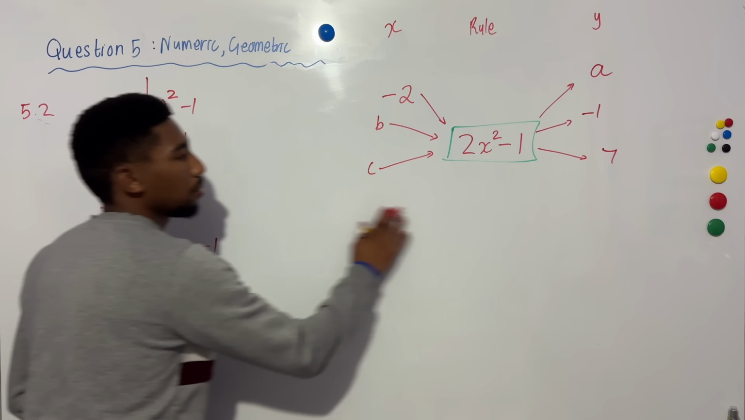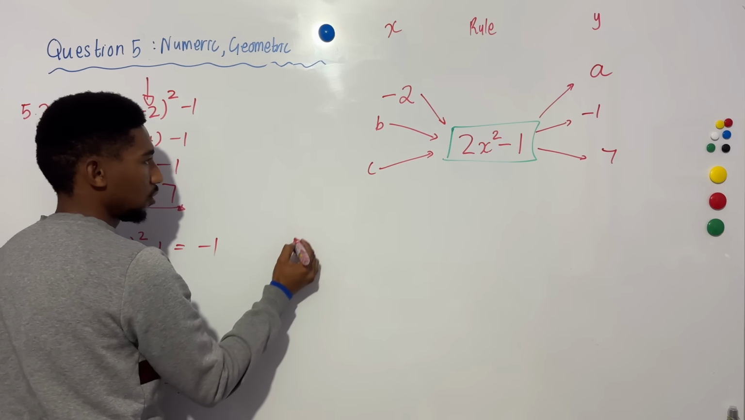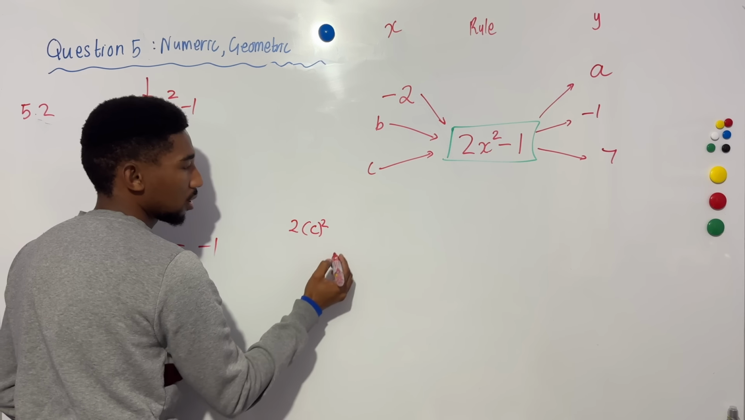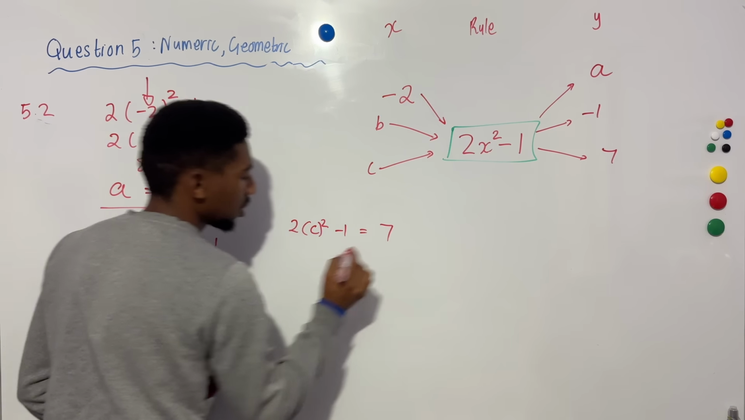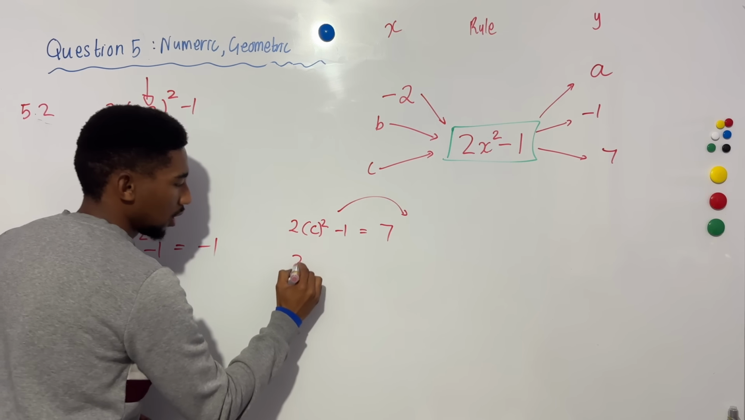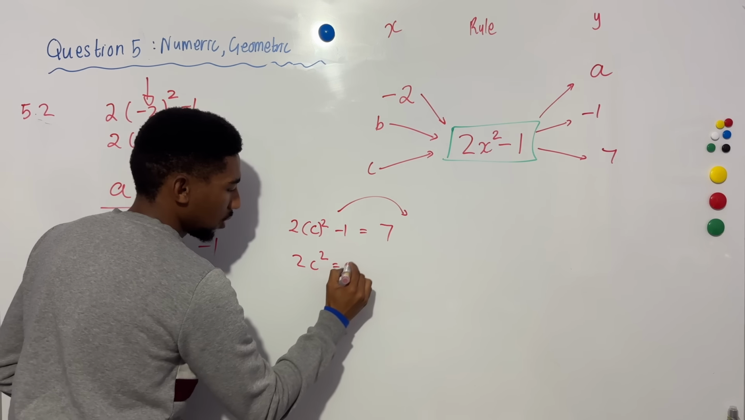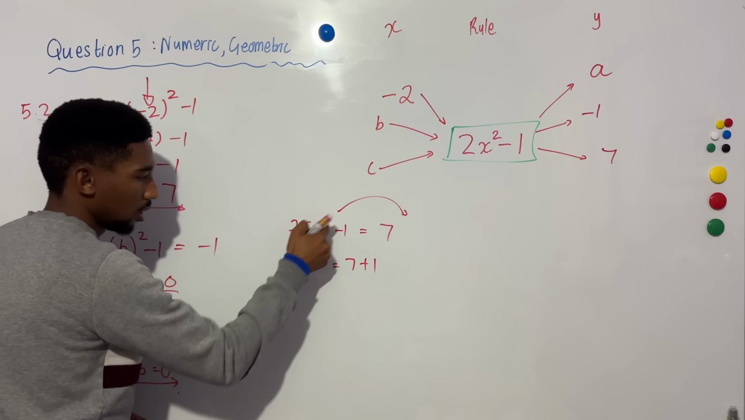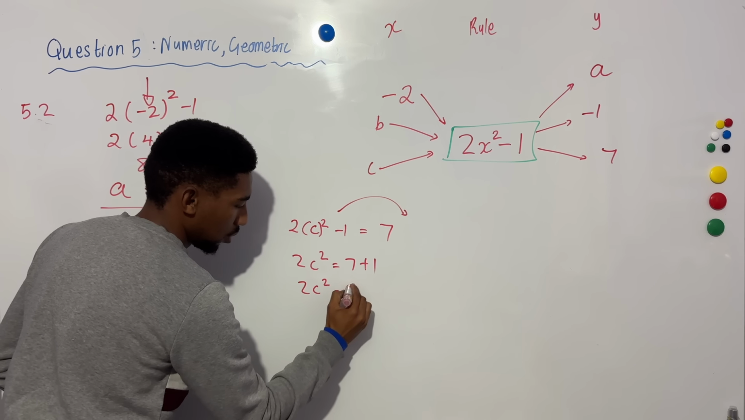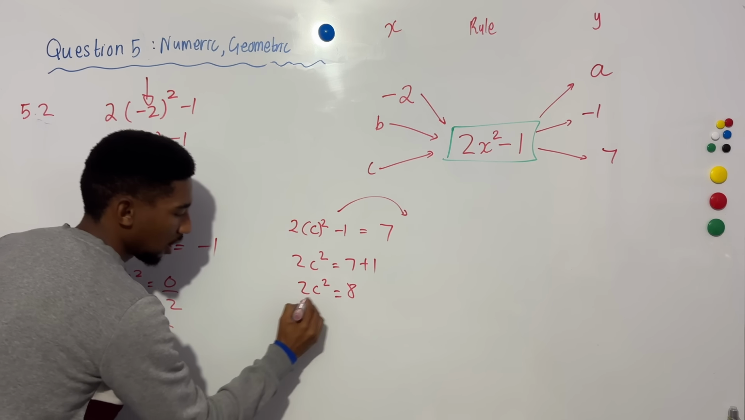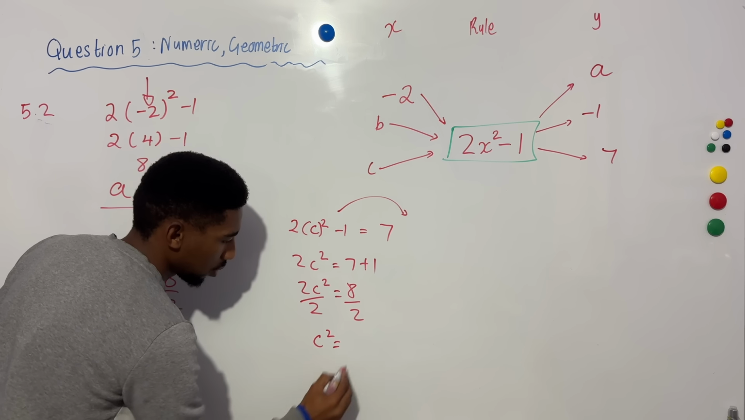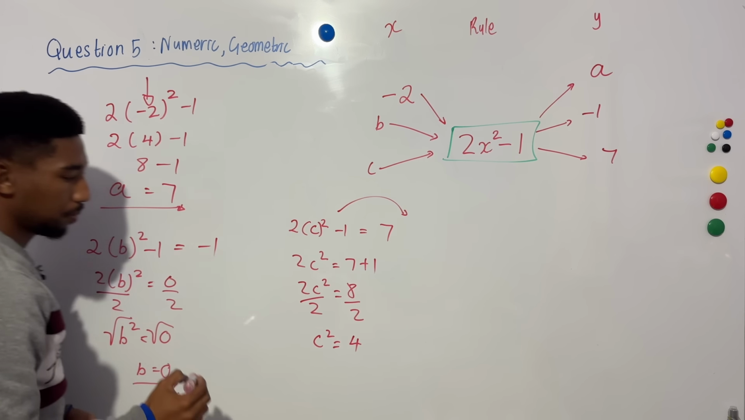For c, the same thing now. Okay, so for c, we have 2c squared, brackets, minus 1, that's equal to 7. So we're solving for c again, same process. We take the 1 over, so it's 7 plus 1. The squared goes to the c. So we have 2c squared equals 8. To solve for c, I first have to divide by the 2 on both sides. So I have c squared equals 4.